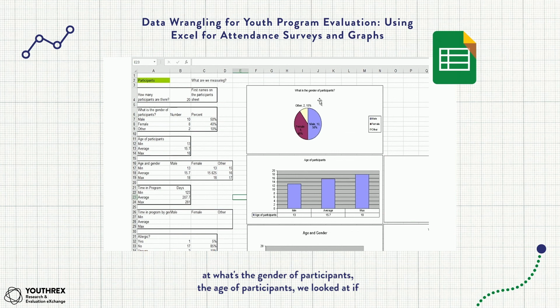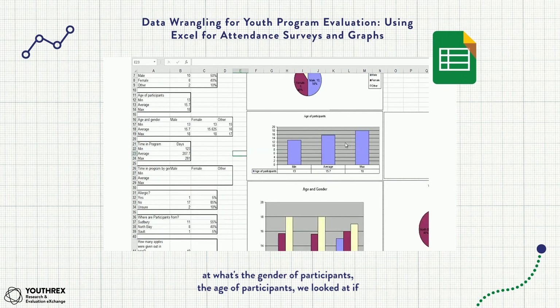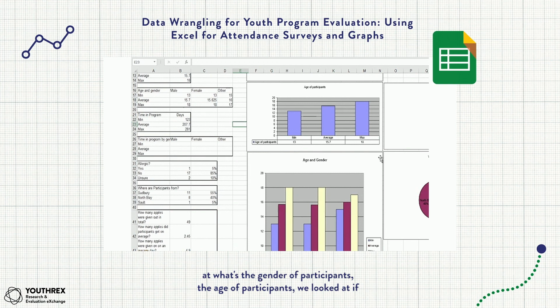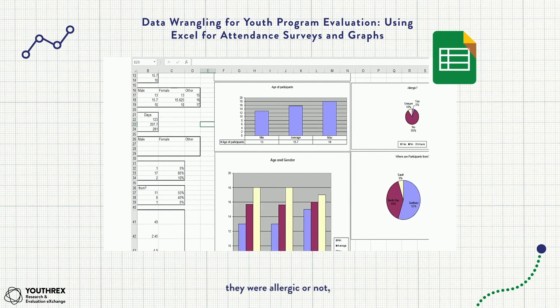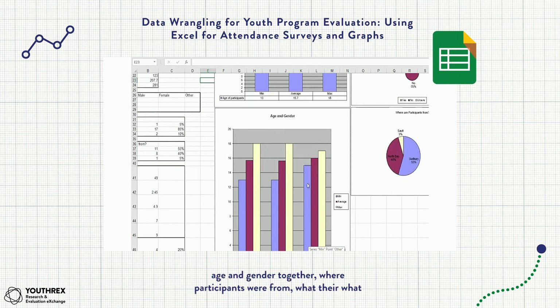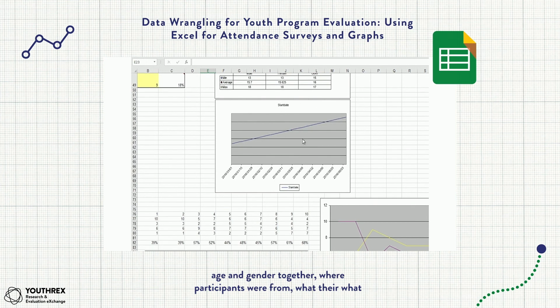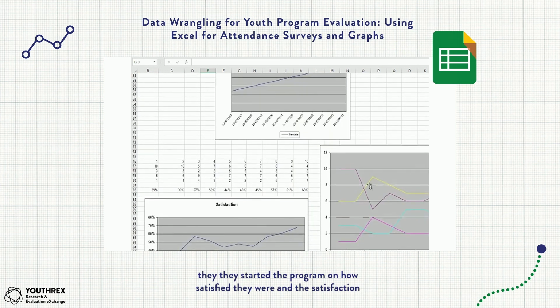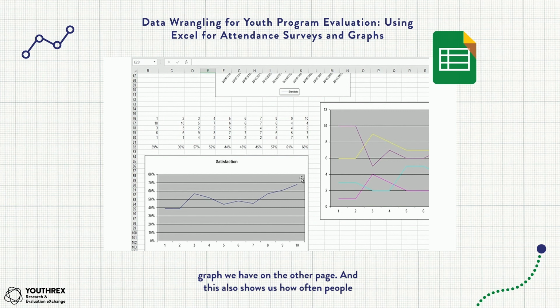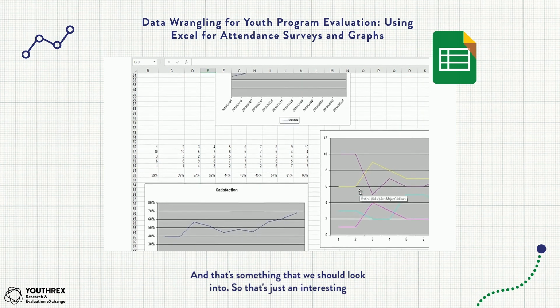Up here on the right, we made some graphs. So we looked at the gender of participants, the age of participants, if they were allergic or not, age and gender together, where participants were from, what date they started the program on, and how satisfied they were, and the satisfaction graph we have on the other page. This also shows us how often people picked the most satisfied versus the least satisfied, and so on. So maybe there's a particular reason on that day that the ratings changed dramatically, and that's something that we should look into. That's just an interesting thing to look at too.